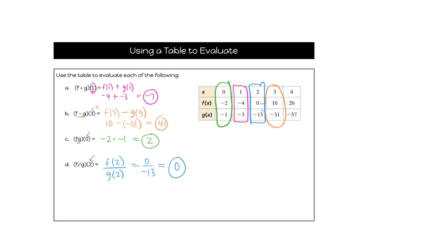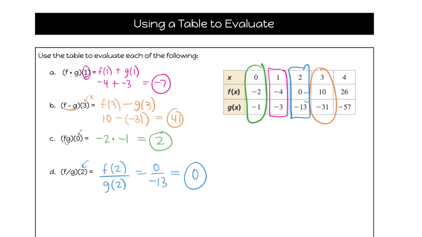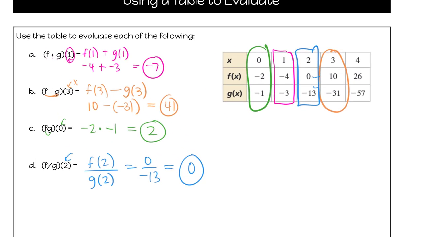All right, so that's pretty simple. That's how you use a table to evaluate. That's it for the notes. You can go ahead and start your 5.5 practice sheet.